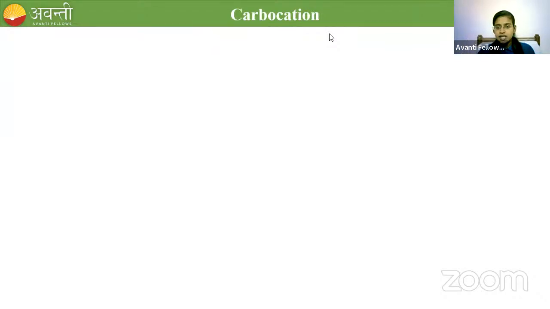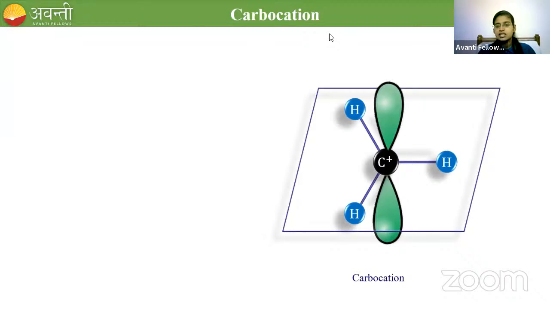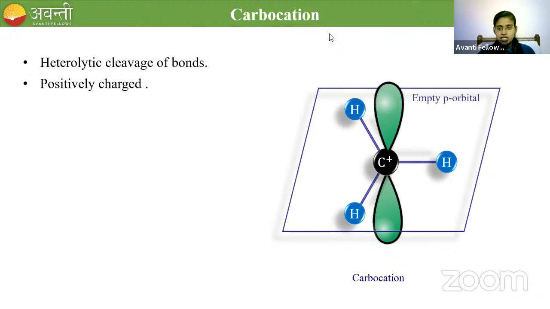So let me take a methyl carbocation. The formula for methyl carbocation is CH3+. You all know that cation means it is a positively charged species, right? So a carbon bearing a positive charge is called a carbocation. Carbocations are formed by heterolytic cleavage of a bond. We have discussed two cleavages: one is homolytic cleavage and the other is heterolytic cleavage. So the carbocation is formed by the heterolytic cleavage of the bonds, and it is a positively charged species, okay?